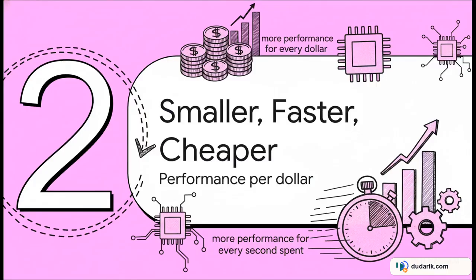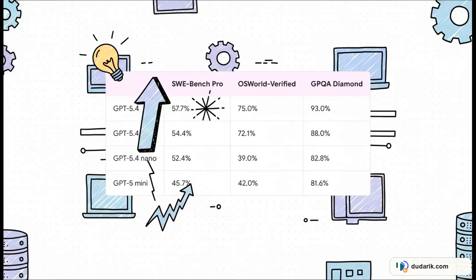So let's get down to the brass tacks, the reason this is such a big deal for developers. It really all comes down to a massive leap in efficiency. We're talking about getting way more performance for every single dollar you spend and for every second of latency your users have to sit through. Okay, now this table is where it gets really, really interesting. Just look at that first column, SWE-Bench Pro. That's a key coding benchmark. GPT 5.4 Mini hits 54.4%, which is unbelievably close to the full GPT 5.4's 57.7%.